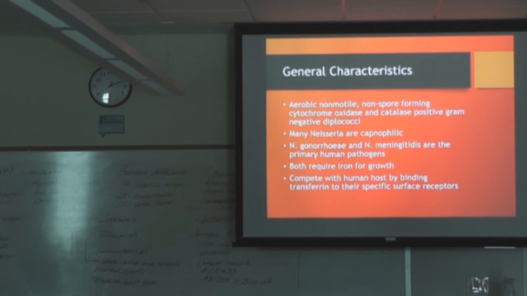Let's see. Primary human pathogens in this species are gonorrhea and meningitis. They're both going to require iron for growth, and they're going to compete with the human host by binding transferrin to their specific surface receptors. The other thing I wanted to say was that gonorrhea is always pathogenic and not considered normal biota, but meningitis can actually be found as a habitant of the upper respiratory tract, okay? So that's the difference between the two right there. Obviously, you're going to know the difference, but that's one of the things that's interesting about both of them, okay?